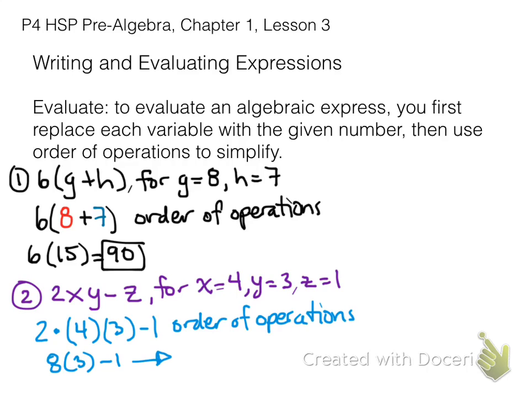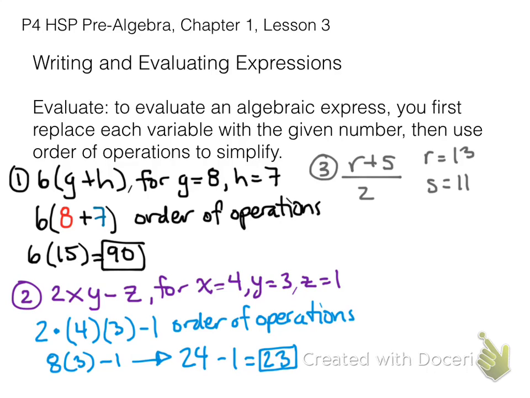2 times 4 is 8. 8 times 3 is 24. 24 minus 1 is 23.